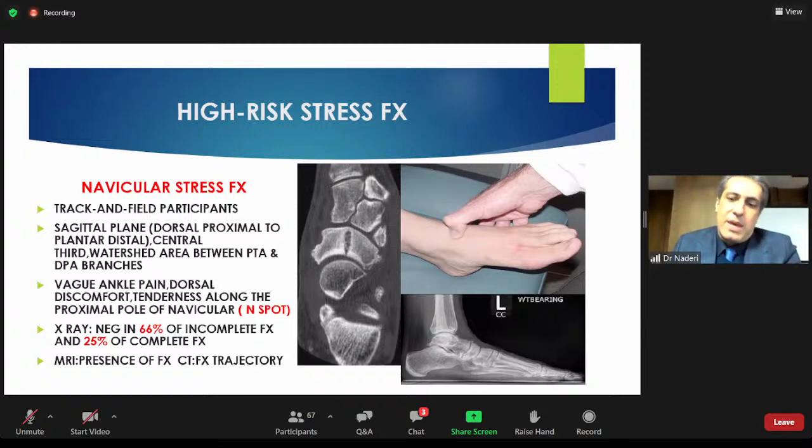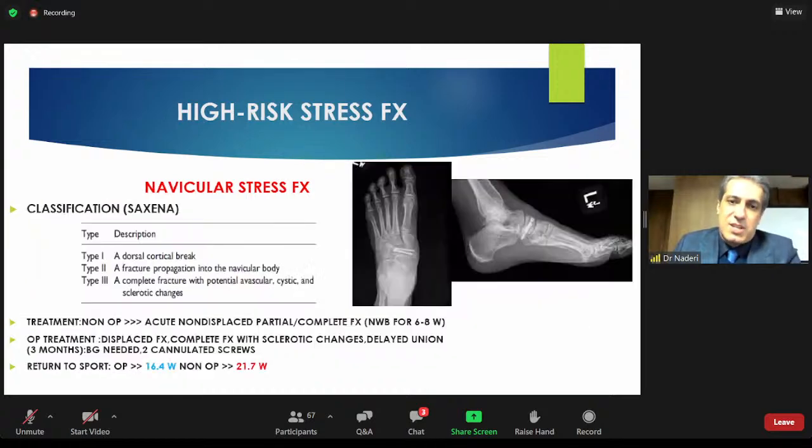spot. X-ray is negative in 66% of incomplete fractures and 25% of complete fractures. MRI is the diagnostic tool of choice, where it shows the presence of fracture, and CT will show the fracture trajectory. The classification of navicular stress fracture has been devised by Saxena. It falls into three subgroups.